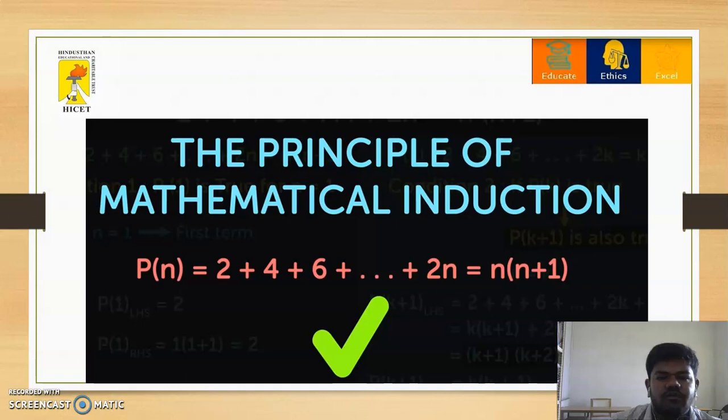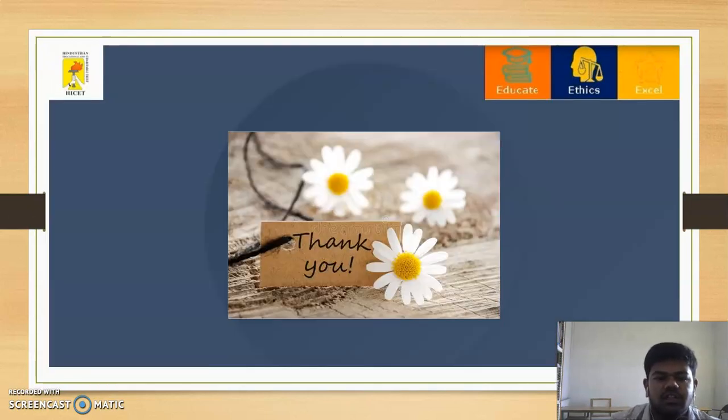Therefore, by the principle of mathematical induction, P of n, 2 plus 4 plus 6 plus etc. plus 2n equal to n into n plus 1, is true for all natural numbers. Thank you.